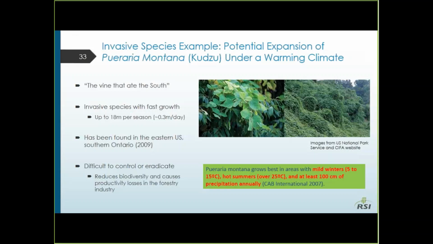What we found in our literature review is that there are several criteria that are favorable for this invasive species. Mild winters ranging from 5 to 15 degrees Celsius mean winter temperature, hot summers over 25 C, and at least 100 centimeters of precipitation. So there's 3 criteria, and what I'll demonstrate is our mapping techniques looking at the historical range of where these conditions were met, and then the future ranges for the 2050s and 2080s of where these conditions will be met.